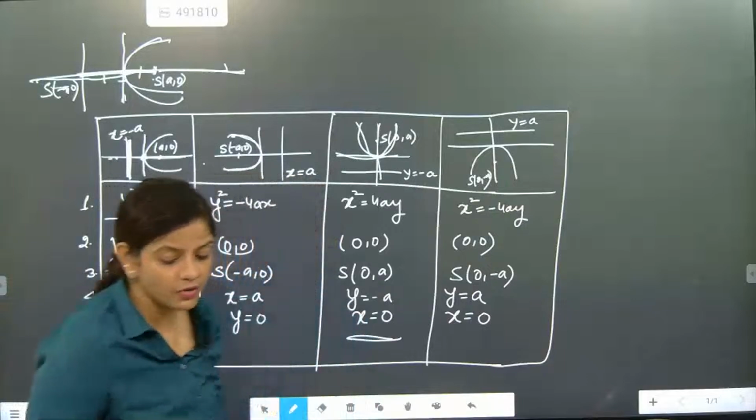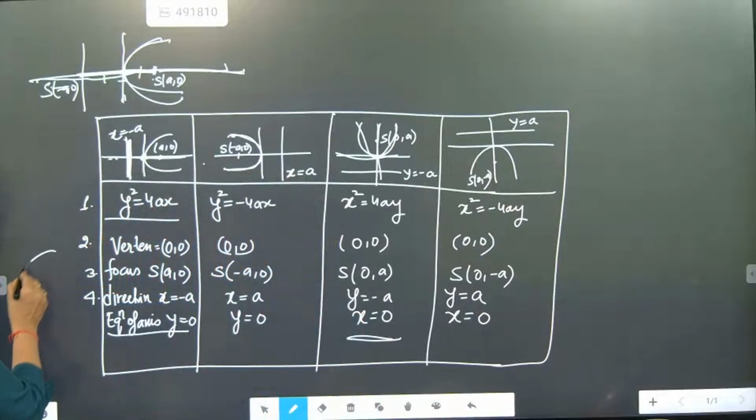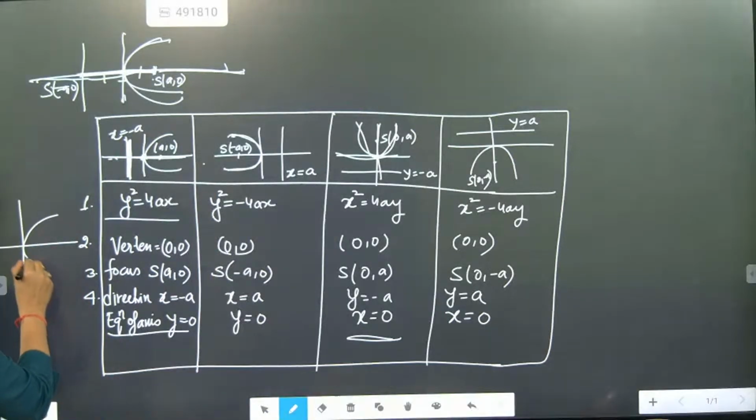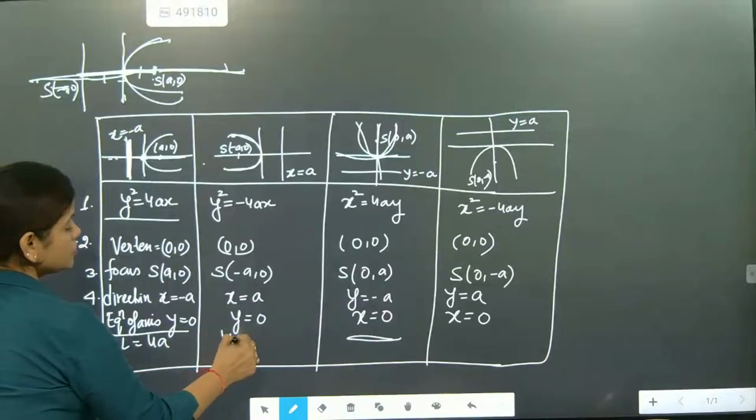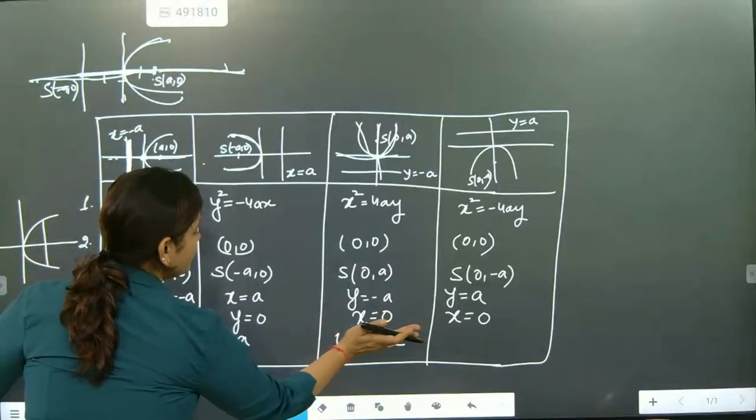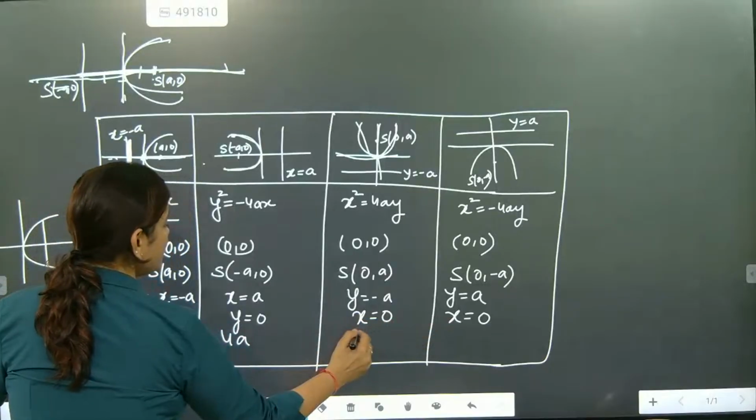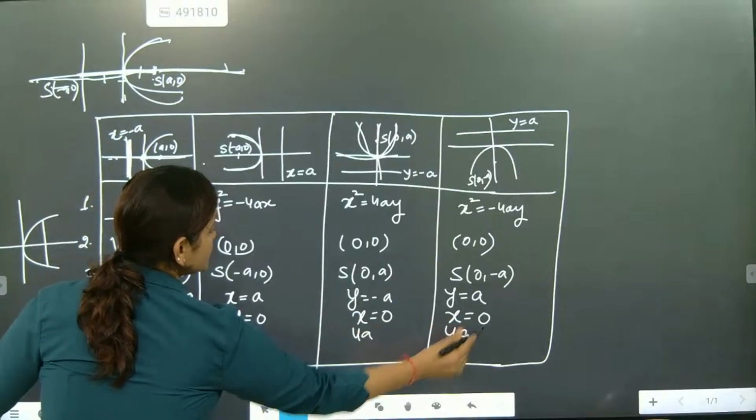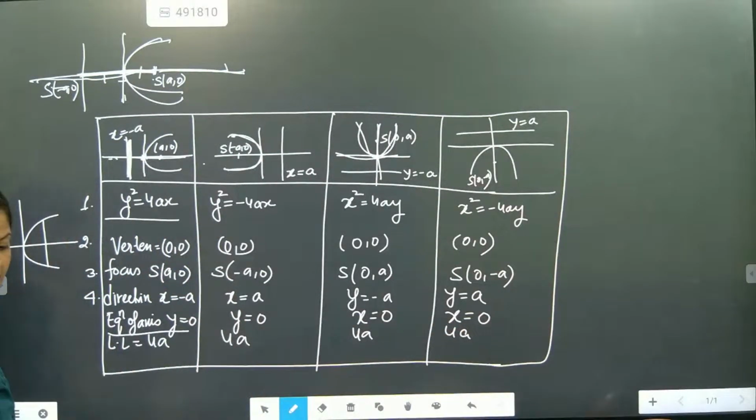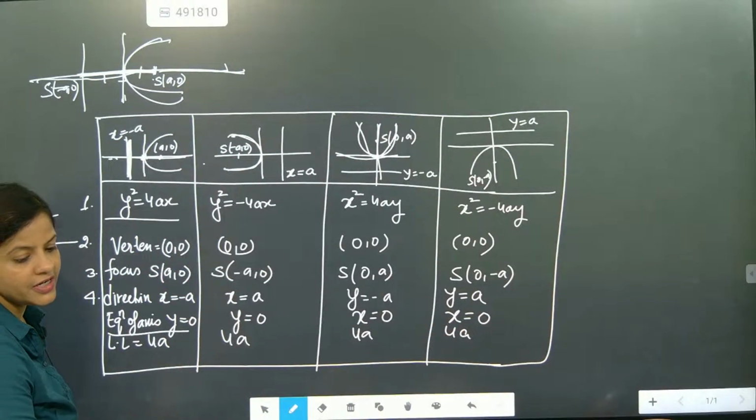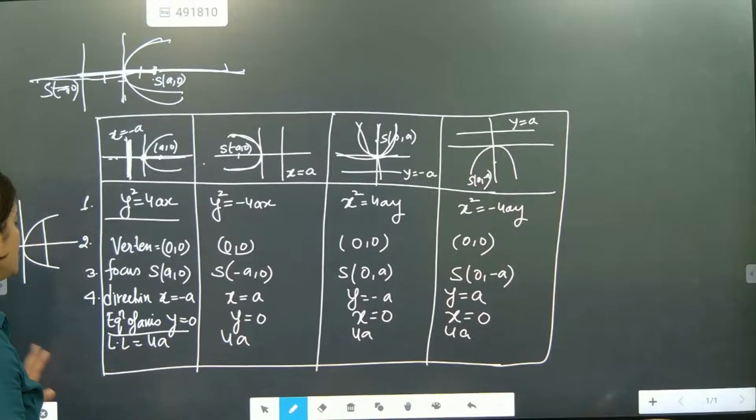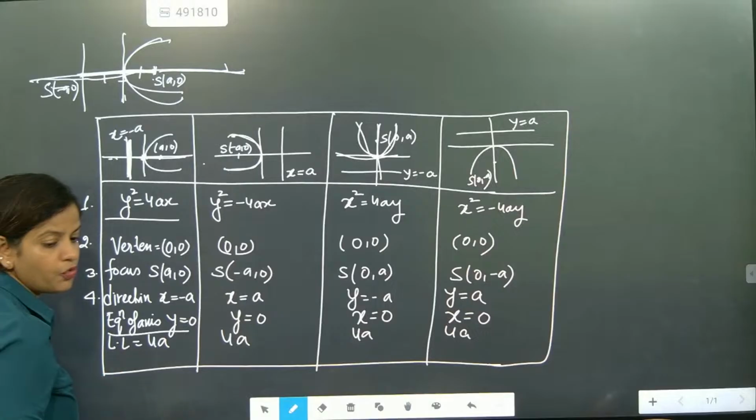Then latus rectum. I told you now, that is the length of the latus rectum. I derived in the previous video how the latus rectum exactly comes as 4a. The latus rectum passes through the focus, so the length of the latus rectum is 4a. For all situations, the length of the latus rectum will always be 4a. What is the length of the latus rectum? 4a. Got it?